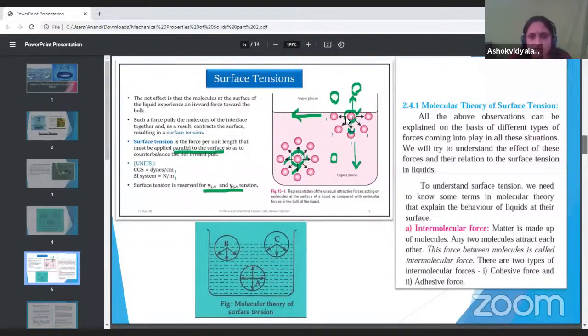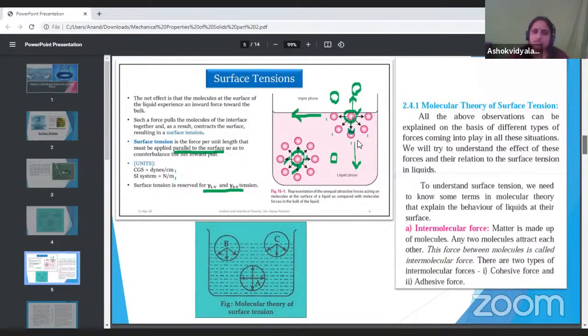आता see, there are two molecules. दोन molecules आहेत, molecule A, molecule B. Molecule B वरती काय आहे? चारी बाजूने ऍक्ट करणारा कुठला फोर्स आहे? लिक्विड फोर्स, प्रेशर. आणि ह्याच्यावरती atmospheric pressure plus a liquid pressure.